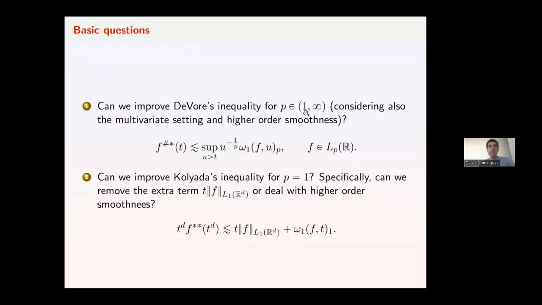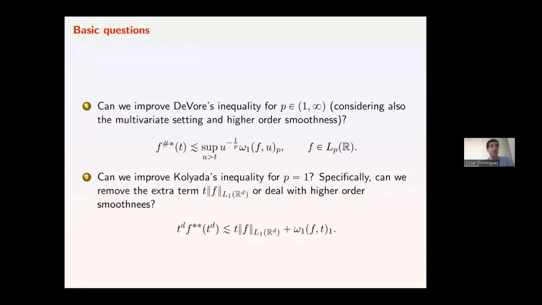Concerning the limiting case when p is equal to 1, I mean the Kolyada inequality, can we improve this inequality? To be more precise, are we able to remove this extra term given on the right-hand side? Or again, can we deal here with higher order smoothness?